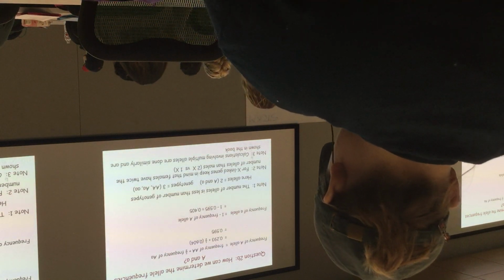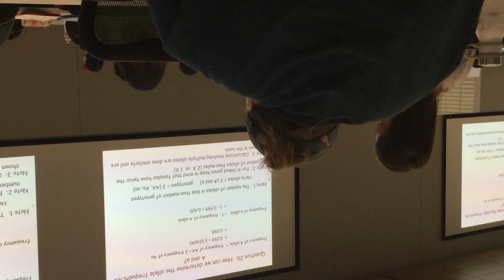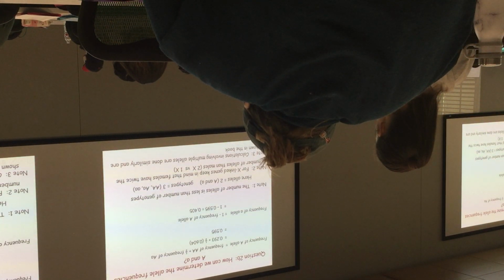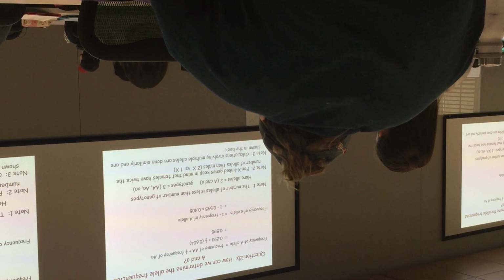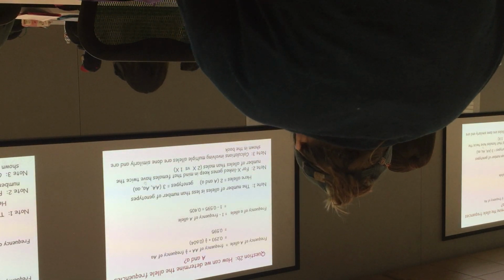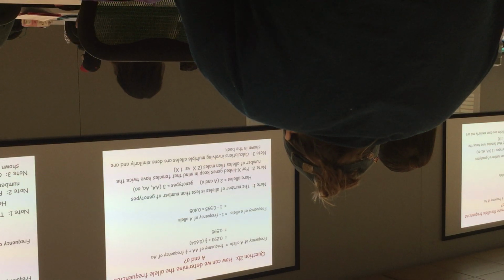Some notes. These are important notes. Number of alleles is less than the number of genotypes. Well, I think you already know that, right? If we have two alleles, big A and small a, we can have 3 genotypes. So it's just a note to remind you of that type of thing.